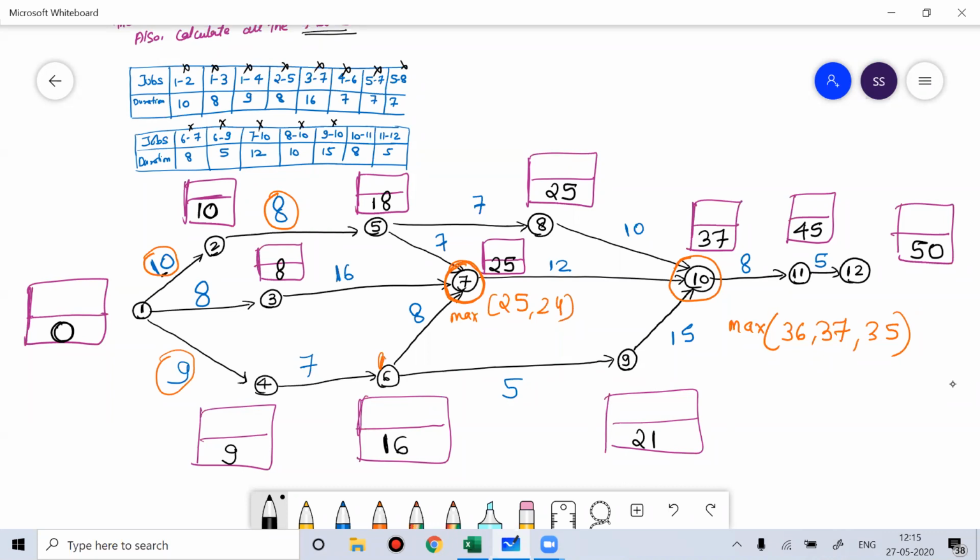You need to go from left to right side. And whenever there's an intersection of more than one activity, you will take the maximum value of that. You have to determine what is the maximum time it's going to take. After that only you can do the work.